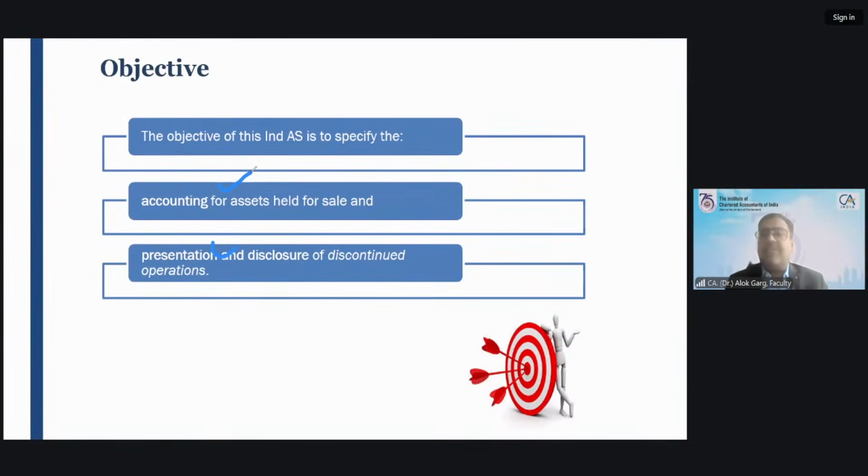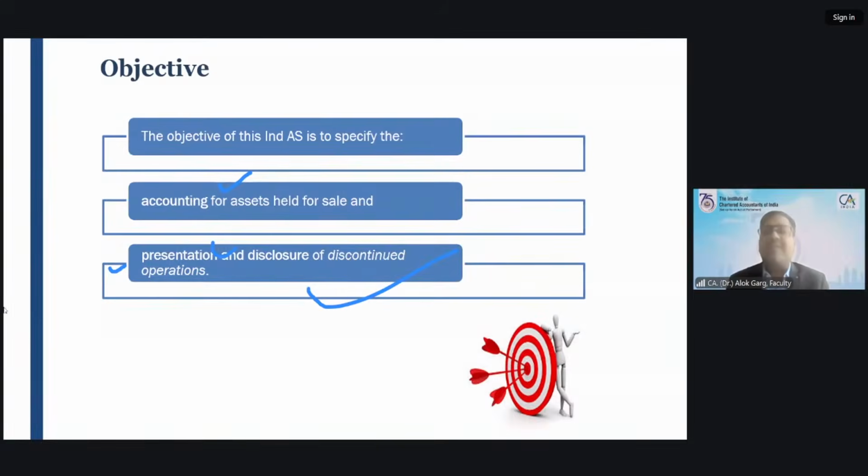Recognition, measurement, presentation, disclosure. So this standard talks about recognition, measurement, presentation, disclosure of a non-current asset held for sale and disposal group held for sale. And as far as discontinued operation is concerned, this standard only talks about presentation and disclosure. Why? Because a discontinued operation need not necessarily be a disposal group also. If a discontinued operation is a disposal group, accounting has to happen as per disposal group. And since that disposal group is also a discontinued operation, the additional presentation and disclosure requirement will follow. Okay.